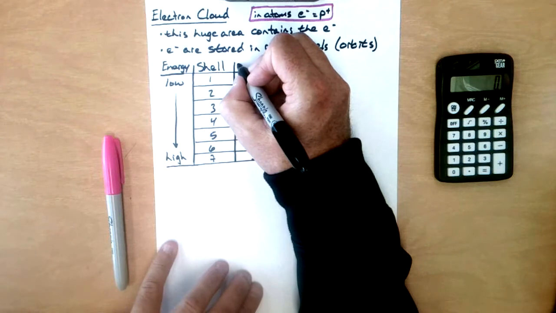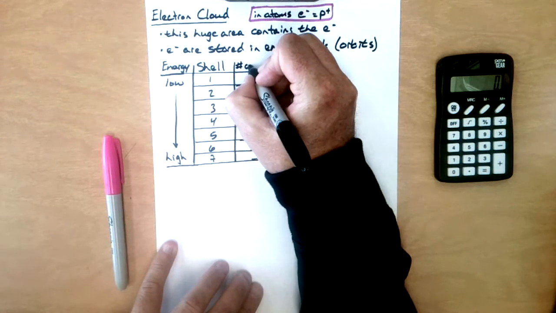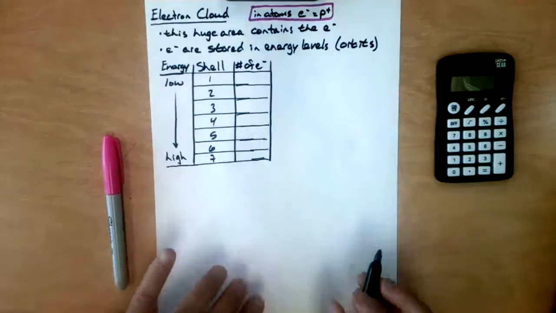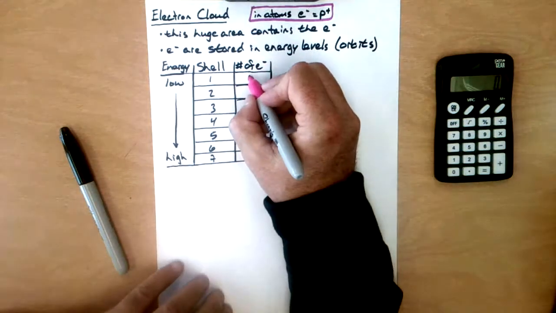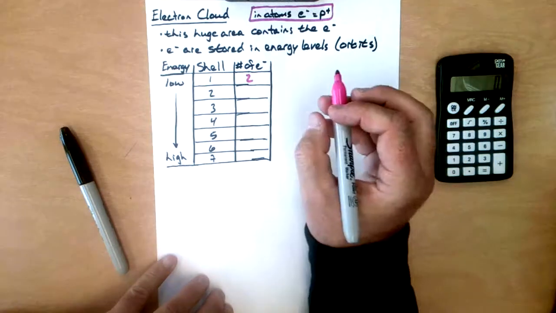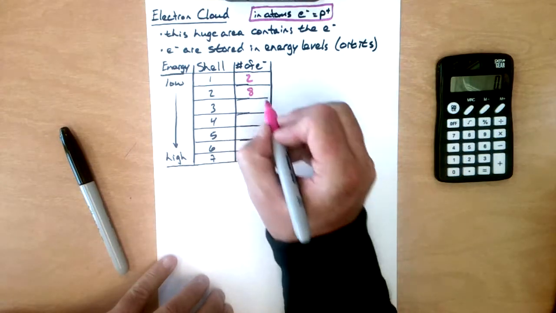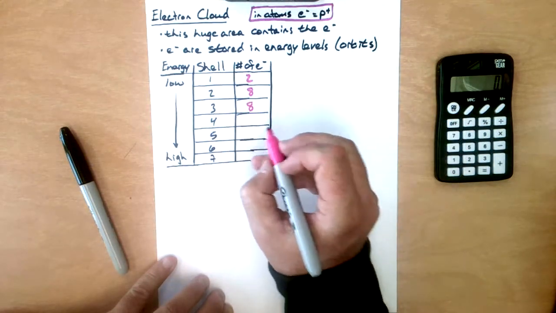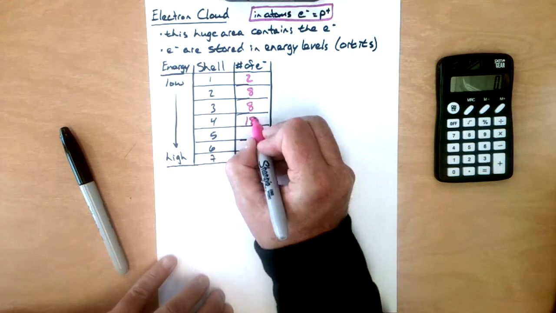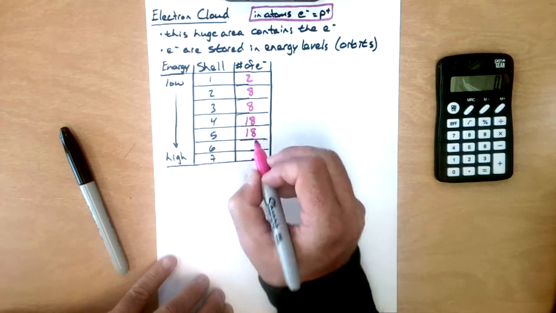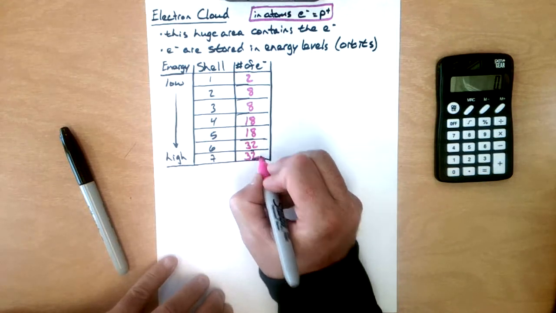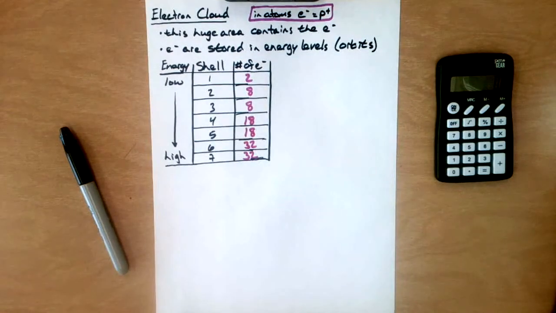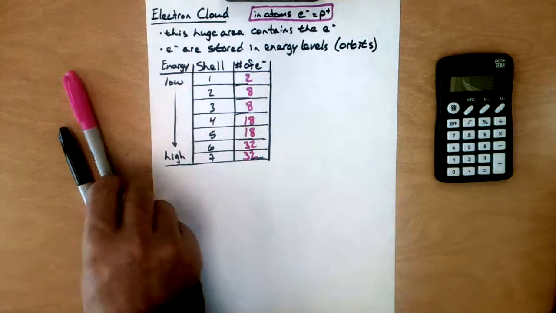Well, how many electrons can go in each shell? All right, so shell number 1 can store 2 electrons. Shell 2 can store 8. 3 can store 8. 4, 18. 5, 18. 6, 32. And shell 7 can also store 32 electrons.